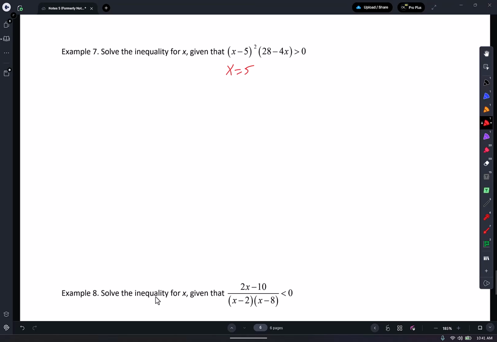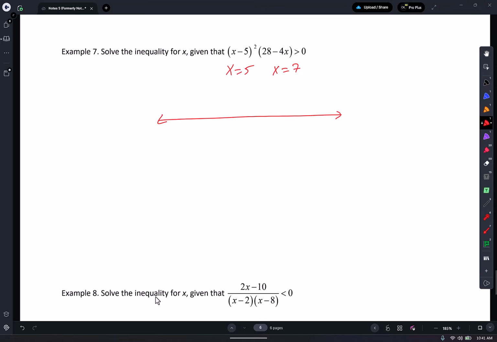And 4 times what is 28? So x equals 7. Yeah, because 6 times 4 is 24, so 7 times 4 is 28. All right, here we go. I'm going to do a number line.